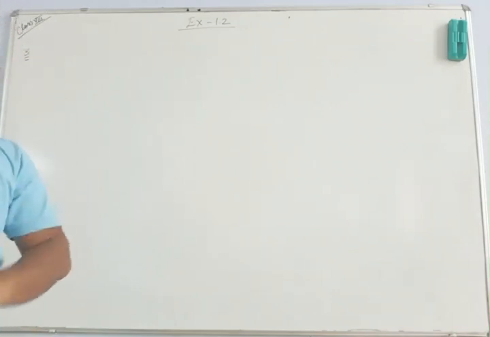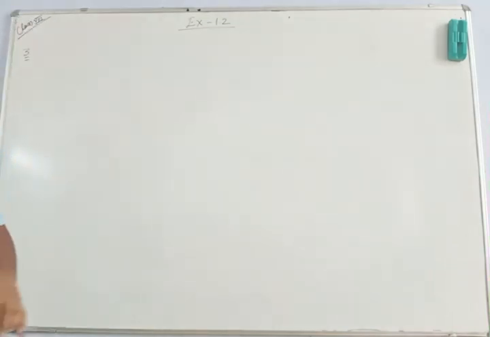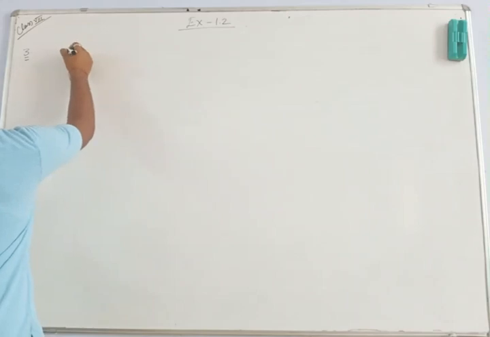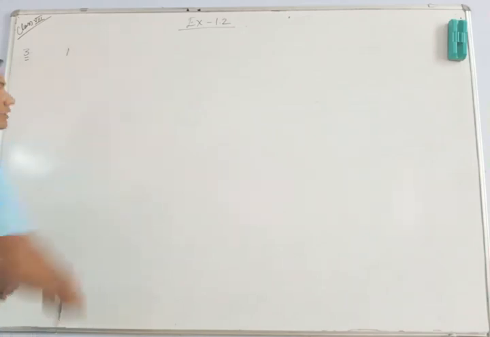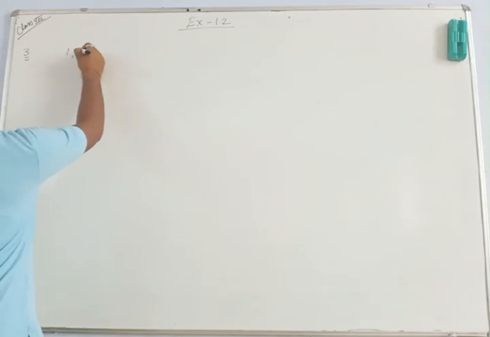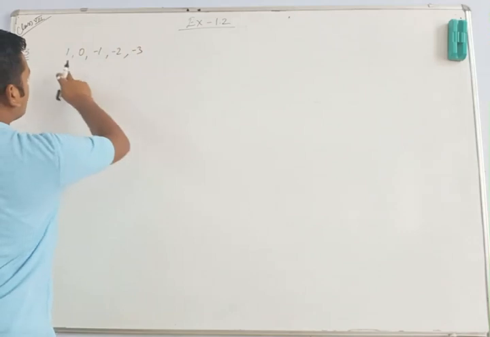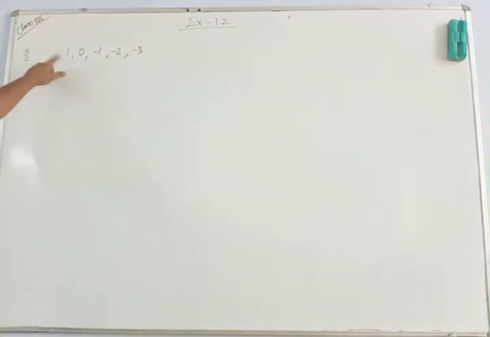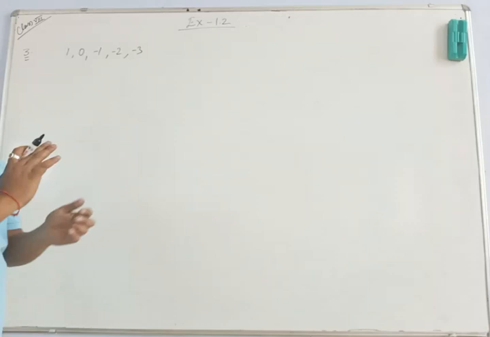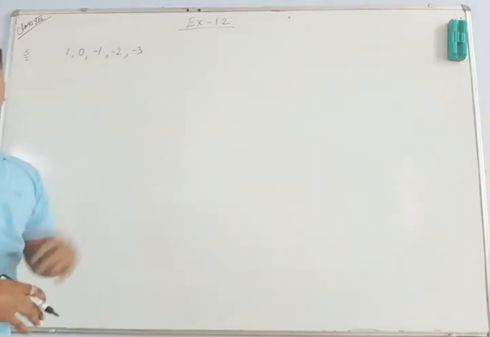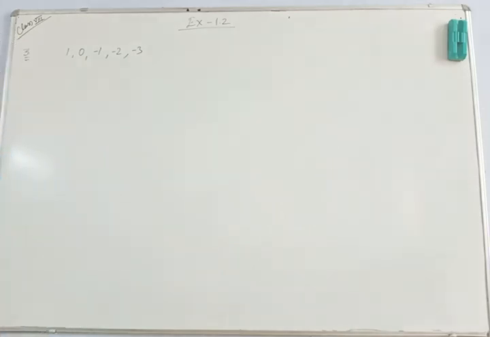In the third question it says, write 5 rational numbers which are smaller than 2. So we have to write 5 rational numbers that are smaller than 2. What are the numbers smaller than 2? 1 is smaller than 2, 0 is smaller than 2, minus 1 is smaller than 2, minus 2 is smaller than 2, minus 3 is smaller than 2, and so on. So 1, 2, 3, 4, 5. These 5 numbers are smaller than 2 and all these are rational numbers. So this is the answer. Now the fourth one.